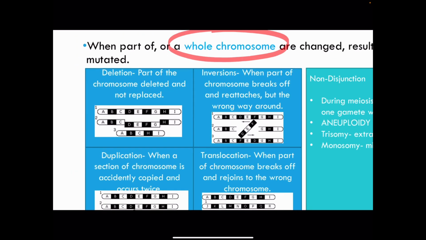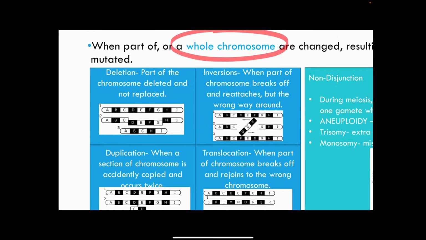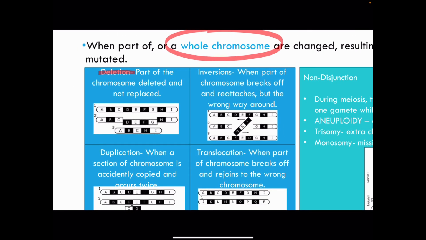Let's look first at a deletion. So in a deletion mutation, part of the chromosome is deleted, okay? So looking here, this DEF segment is being deleted, resulting in this much shorter chromosomal segment there.